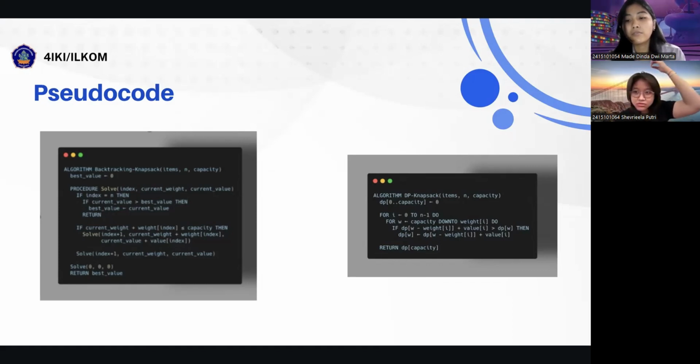On the right side of the pseudocode is the dynamic programming, which is much shorter. Instead of using recursion, it uses loops. It creates a simple array called DP to store the maximum values for every possible weight capacity. It loops through each item and updates the table from the maximum capacity down to the item weight. By doing this, it builds on top of previous answers, and at the very end, it simply returns the final answer stored at DP capacity.